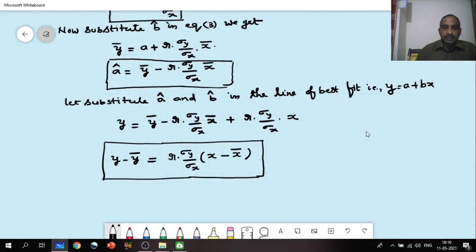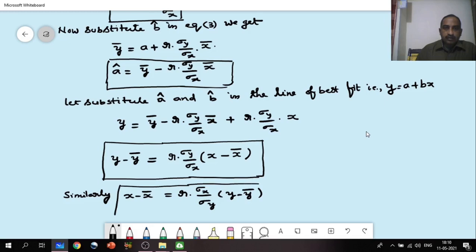So similarly, the regression equation of x on y is x minus x bar equals r into sigma x by sigma y into y minus y bar. So this is the regression equation of x on y.